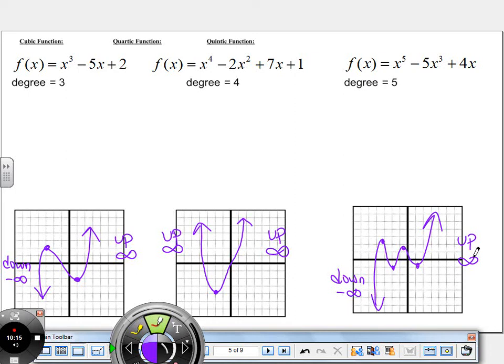Taryn? Good, opposite directions. And so what we're seeing here is they start down and they end up. Look at your cubic and your quintic and your linear function. They start down, they end up. Okay, Marlon?